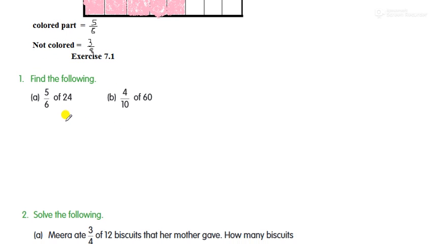Here the exercise 7.1, find the following. A bit is 5 by 6 of 24. Here 5 by 6 into 24. So 6 ones are 6, 6 fours are 24. So 5 fours are 20. Next 4 by 10 into 60. This 0, 0 cut, 6 fours are 24.